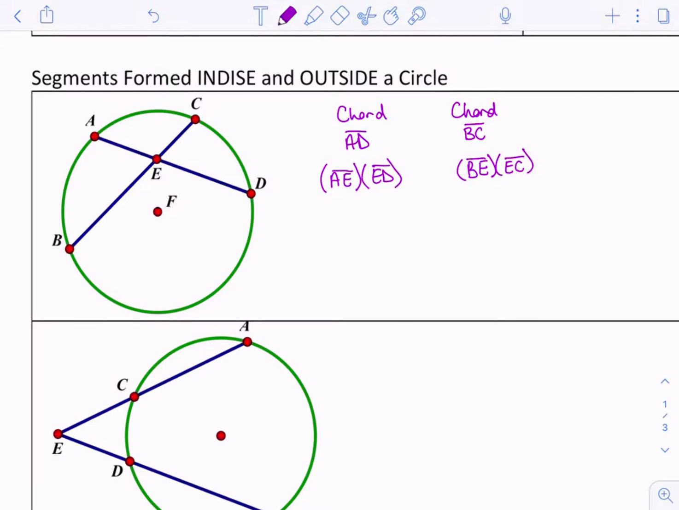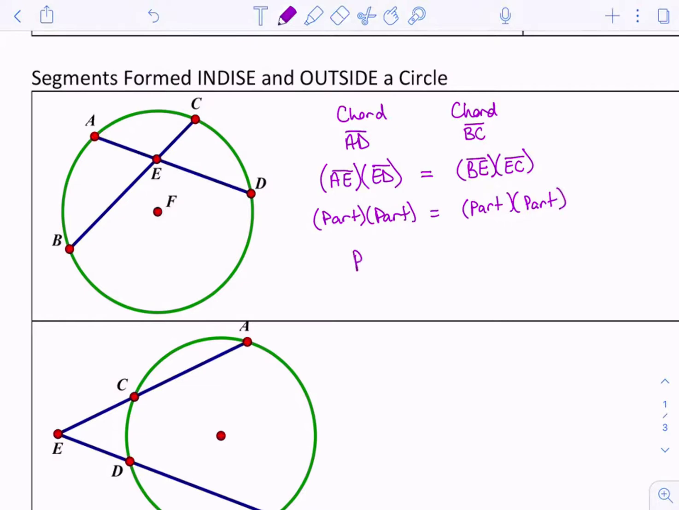That's exactly what the formula is when you're trying to find the lengths of those segments. You have the 2 parts of one chord multiplied with each other equals the 2 parts of the other chord multiplied together.